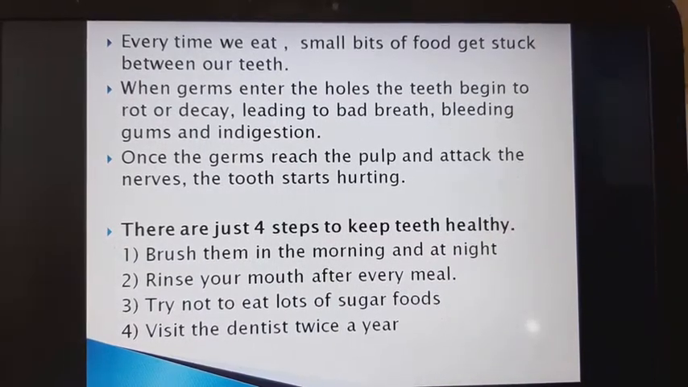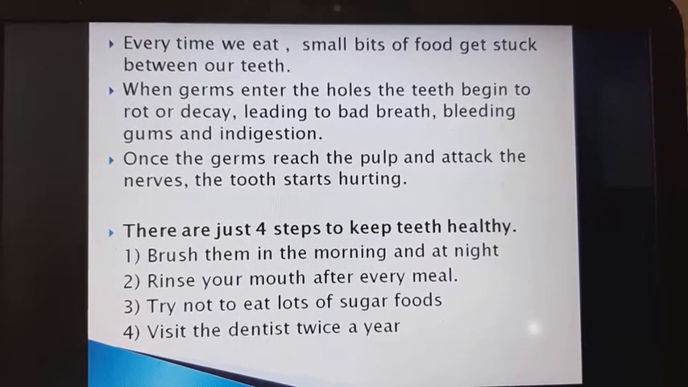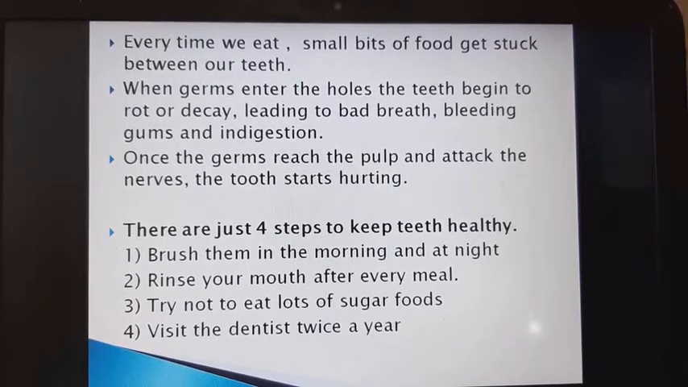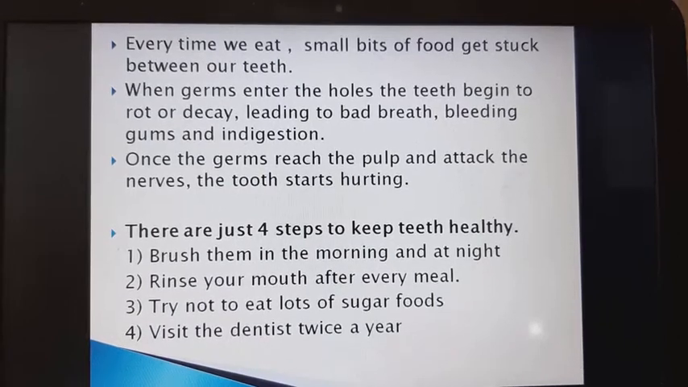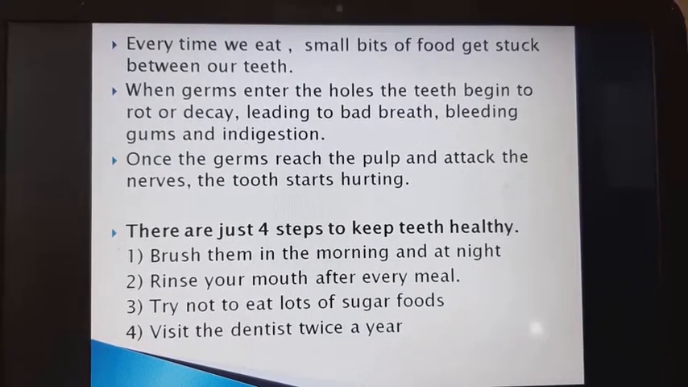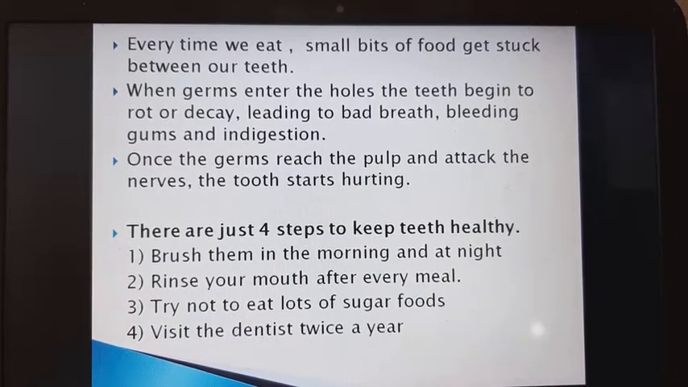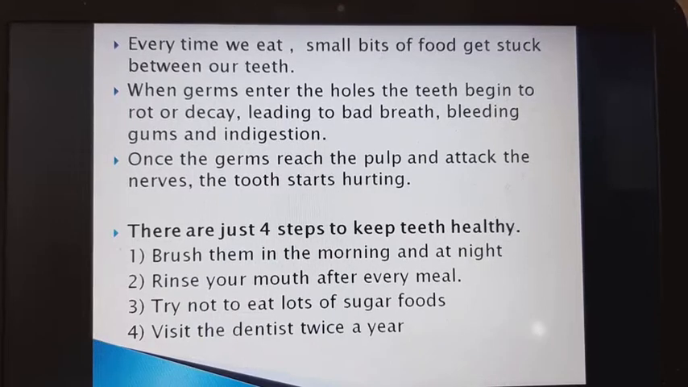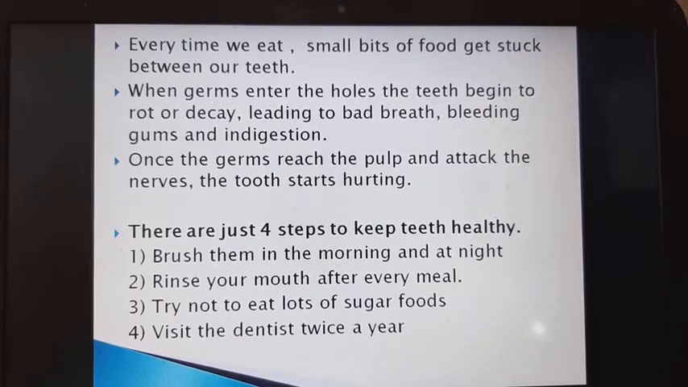There are just 4 steps to keep teeth healthy. First, brush them in the morning and at night. Second, rinse your mouth after every meal. Third, try not to eat lots of sugary foods. Fourth, visit the dentist twice a year.